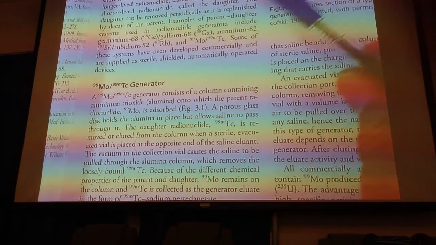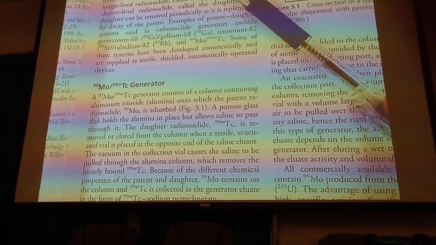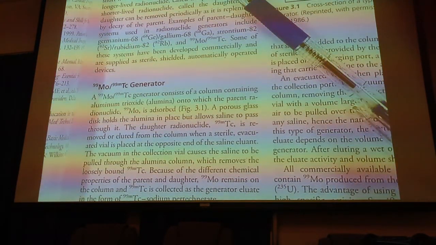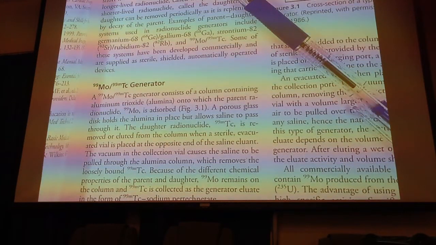So what type of equilibrium is that? Remember the equilibrium that we talked about? We have transient and we have secular. Basically, transient is 10 to 100 times. Secular is 100 to 1,000 times plus. So it's going to be secular. Most of the generators are secular. The technetium molybdenum generator is one of the few transient.